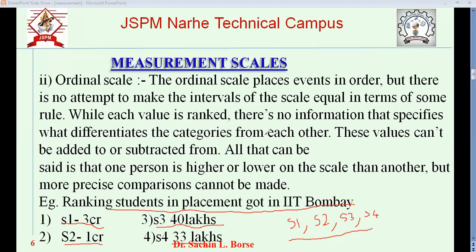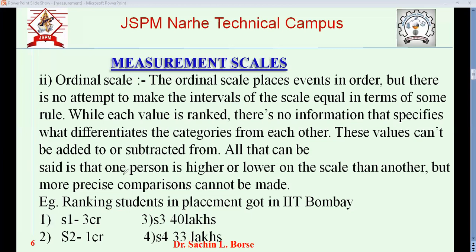Now here I use a decreasing order, but mostly people give the increasing order. Why have I taken decreasing order? Because we start with the number which is less. So we cannot say the exact package or difference in the package, but we know that there is S1 which is having the highest package, then comes S2, S3, S4. Got it? So that is called an ordinal scale.